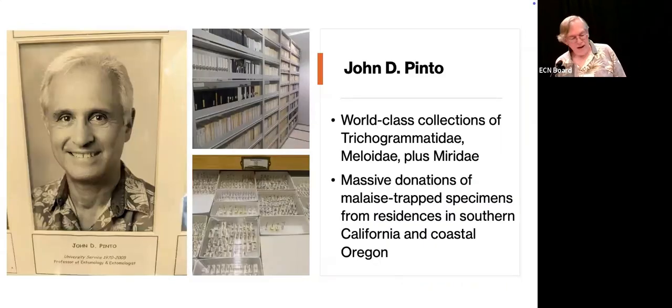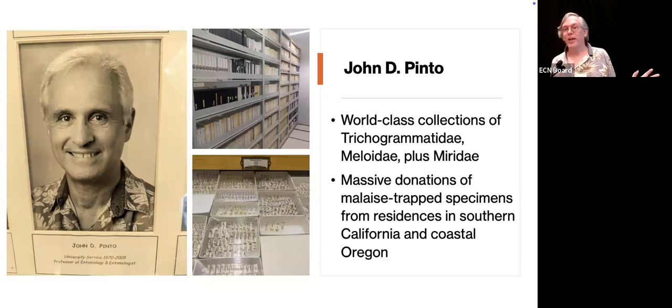Now, once UCR actually came into existence, we had contributions from a number of important faculty researchers. And I just put one up who was mentioned yesterday as an example. He's been retired for a while now, but he continued to contribute to our collection long after his retirement. And he's an especially interesting example because he worked on lots of different things, and every single thing he worked on, he really enriched the collection and gave us a world-class collection of whatever taxon it was that he worked on. He worked on trichogrammatids, he worked on meloids, and he worked on mirids.